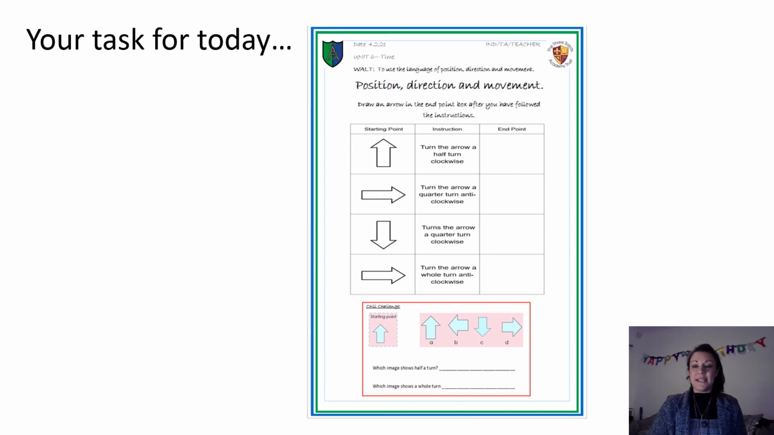On your activity sheet, I have given you 4 different arrows. They have different starting points. Next to each arrow is a different set of instructions. What I would like you to do is fill in the end box and tell me where your arrow will end up. What is the end point of the arrow after the instructions? Draw the arrow in the box. Don't forget to have a go at the chili challenge.